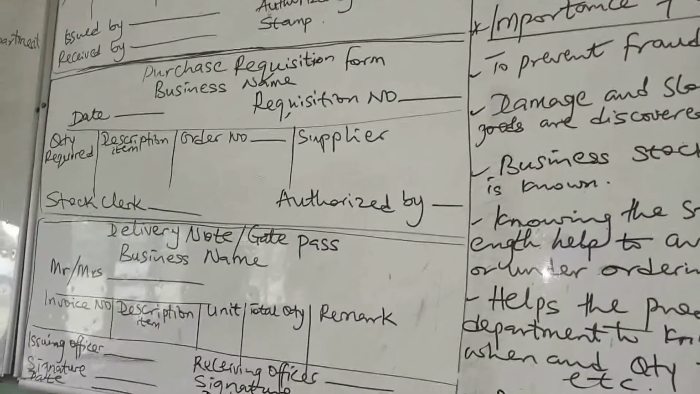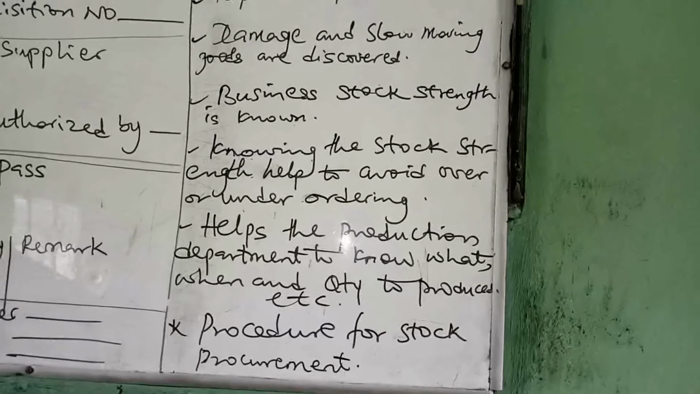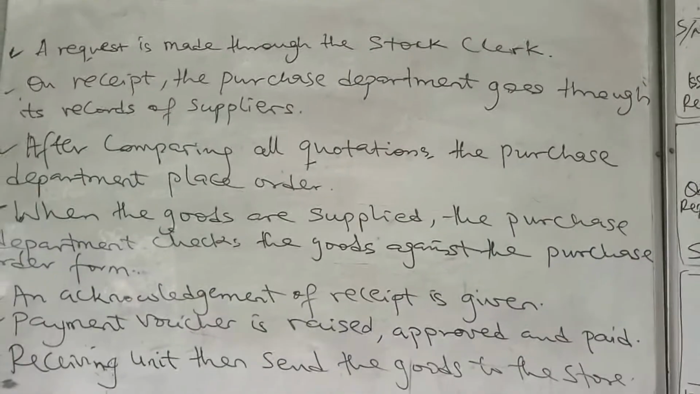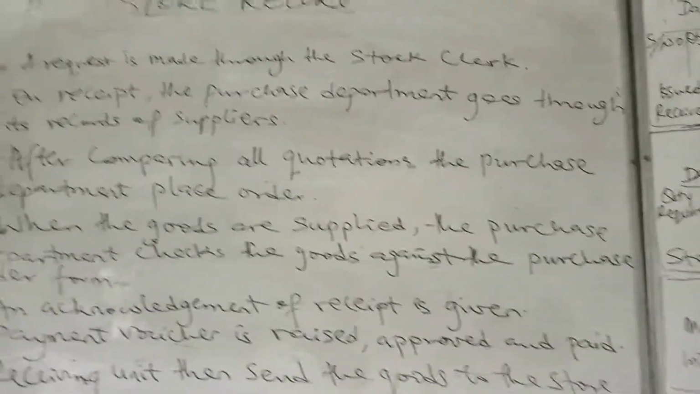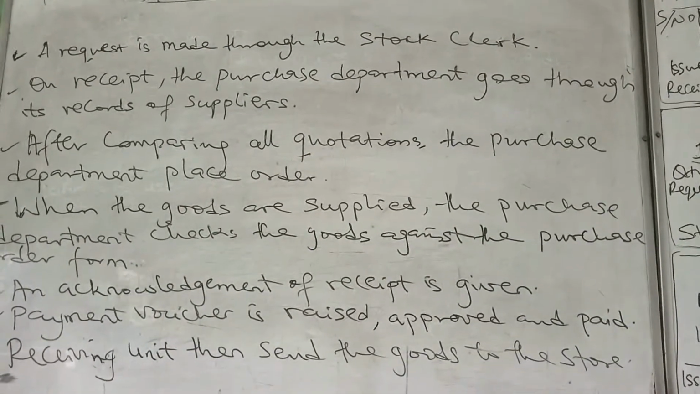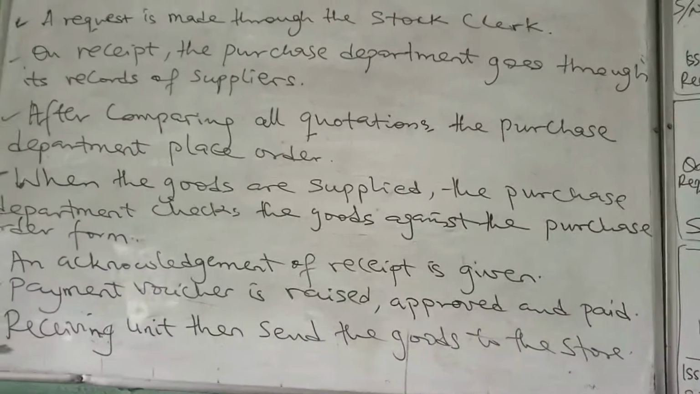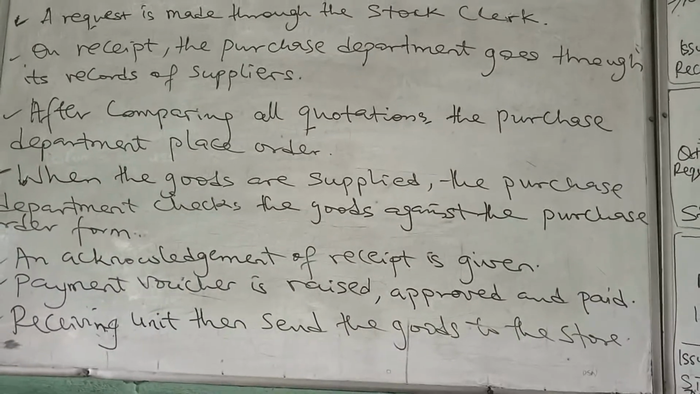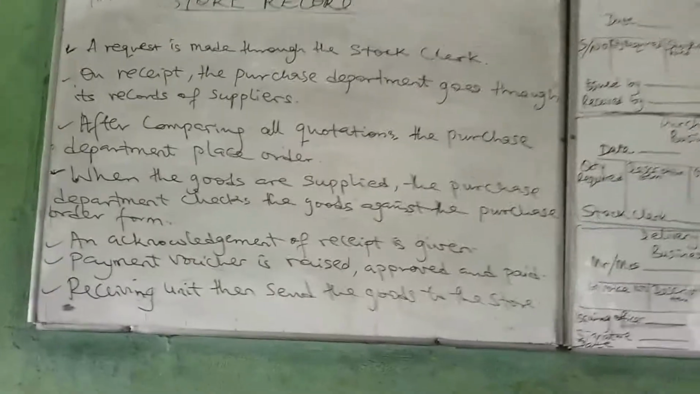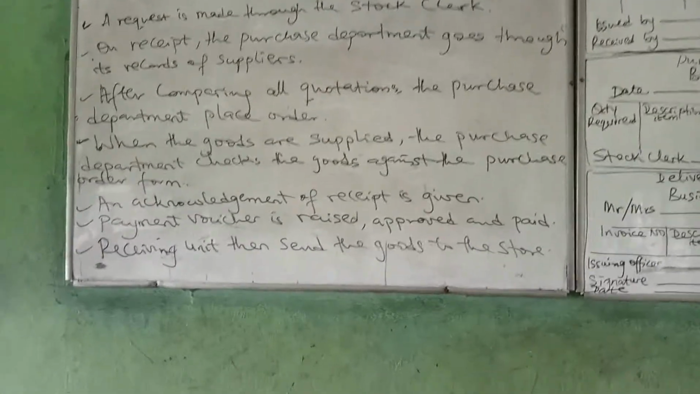Then the last thing we have to look into is the procedure for stock procurement. Procedure: how do we place an order? The procedure for stock procurement starts with a request for the item to be purchased, made through the stock clerk in the store. The officer in the store will make the request, who completes a request form giving details of what is to be purchased and the quantity. The first copy is sent to the purchase department, while the duplicate copy is returned to the store.